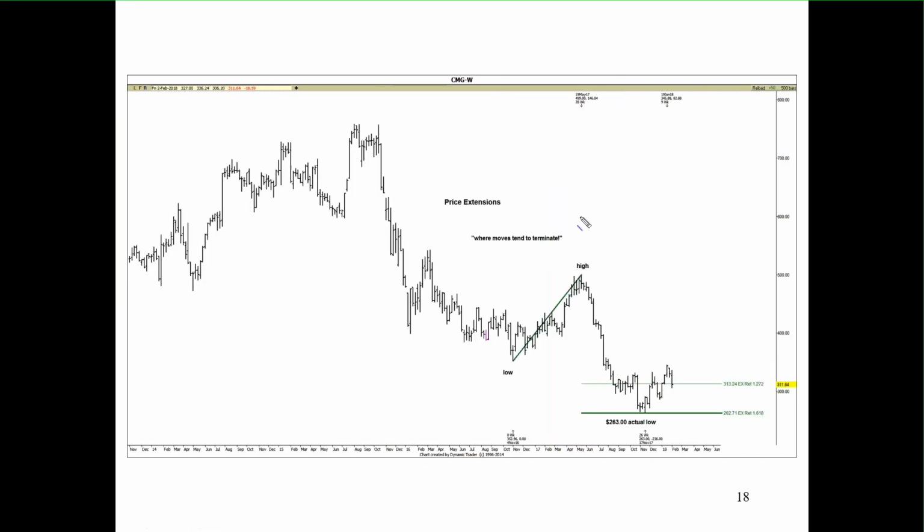Here's another example of an extension. Now this is a weekly chart of CMG. And this was going down for quite some time. So I was trying to look for an area where it might terminate the decline. And the 1272 really only stalled for a minute, but the actual low was made, it looks like, at 263, and the actual extension of this major swing, which was 146 bucks, came in at 262.71. Close enough. But you know when you're getting into the area of these extensions that you have to watch for a possible termination of the move.